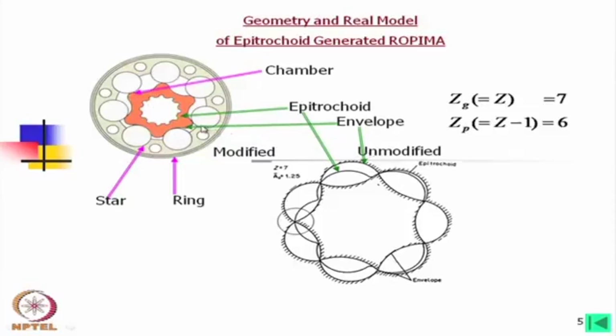However, this star which is in epitrochoid, the ring will be the envelope of this. Now, here what is shown, if this is the epitrochoid which is not modified, this we should consider as modified, and this one is not modified. Now, if the same motion is generated of this profile, then we will find that this will generate a profile either like this or like this.